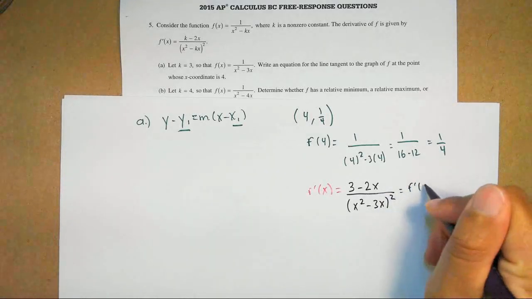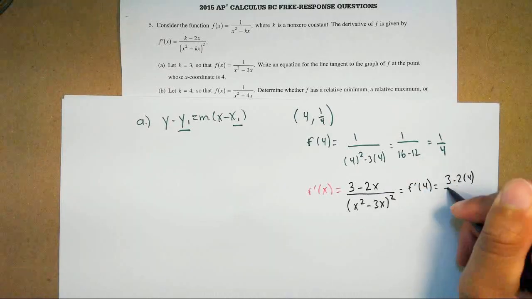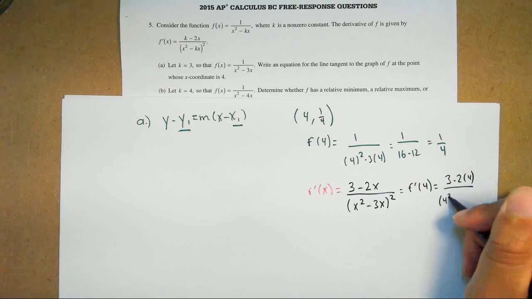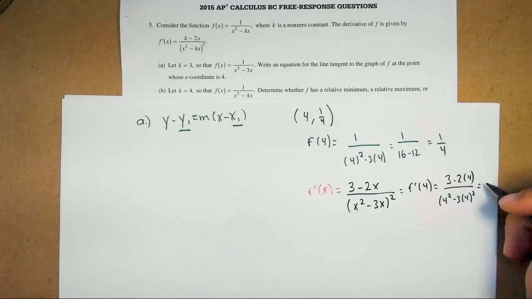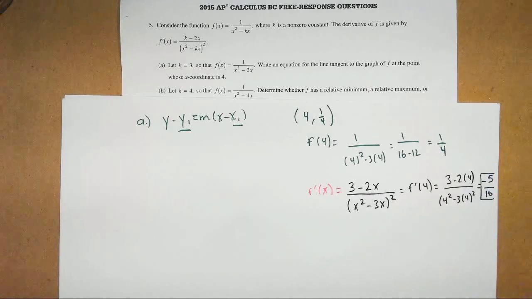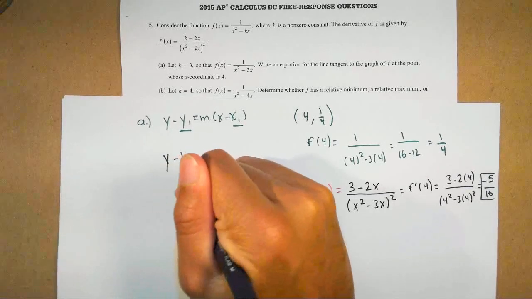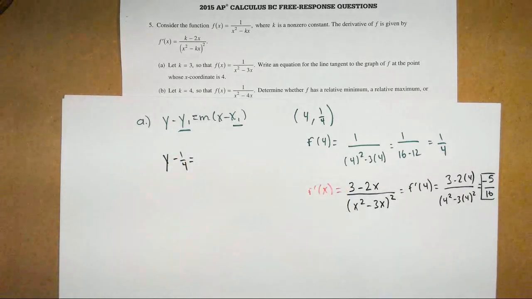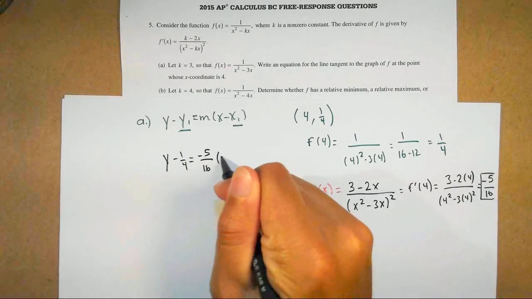f prime of 4 is equal to 3 minus 2 times 4 over 4 squared minus 3 times 4 squared. And this is going to simplify to a number that gives you negative 5 over 16. And this is my slope at 4, 1/4. So then my next step is just plug everything in. I'm going to get y minus 1/4 is equal to m, which is negative 5 over 16, parentheses x minus 4.